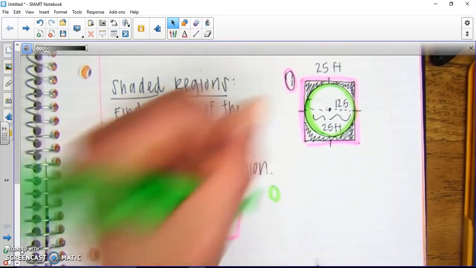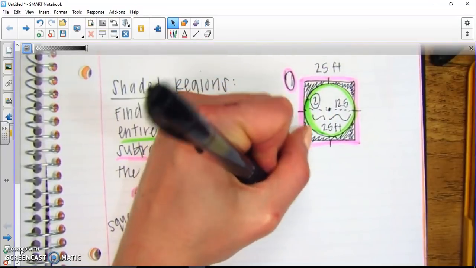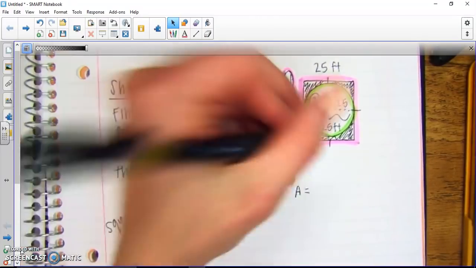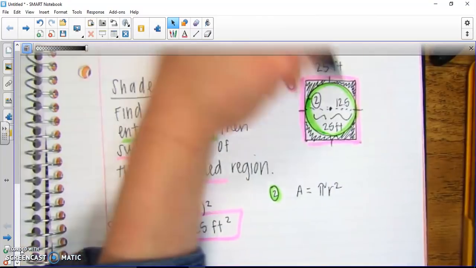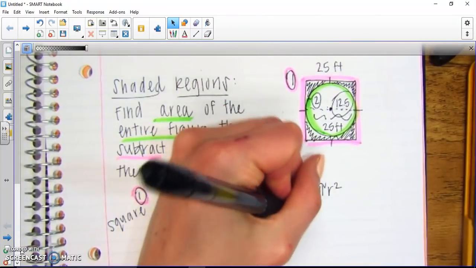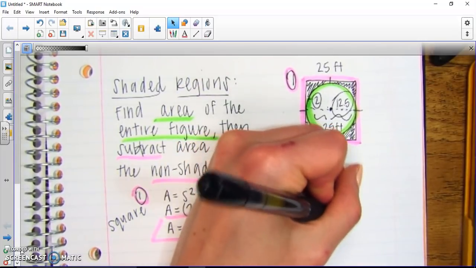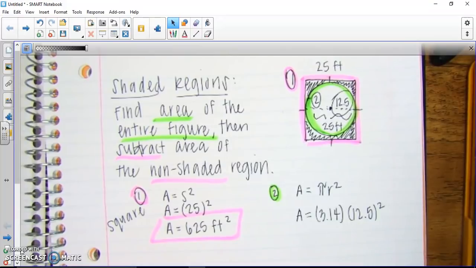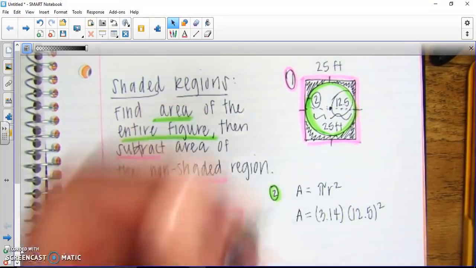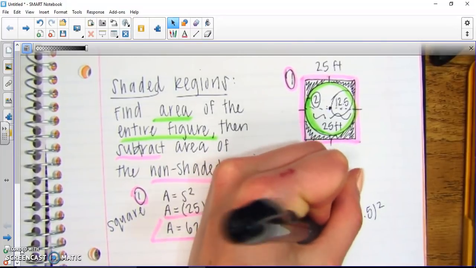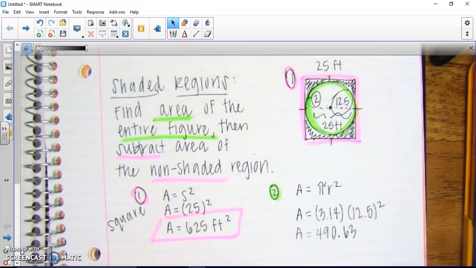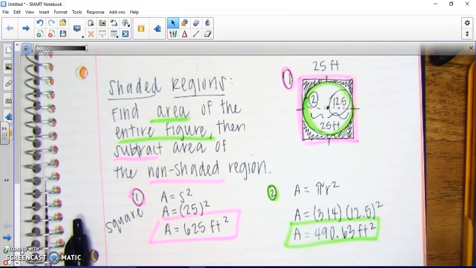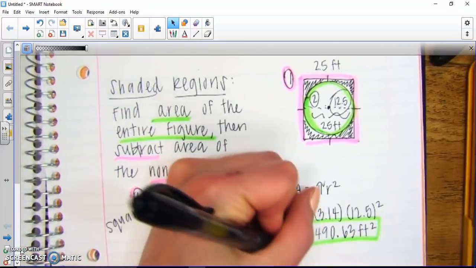The non-shaded region is a circle, so we'll call this region 2. Right? We need to have the area formula for a circle. Area formula for a circle is pi r squared. And we said r is 12.5. So area is, let's use 3.14 times 12.5 squared. Let's see what we get. And we get that the area of this is approximately 490.63 feet squared. So remember, this is the area of the non-shaded circle.